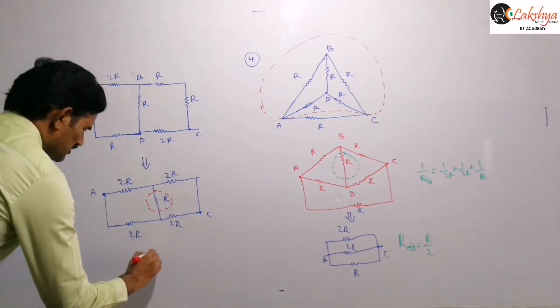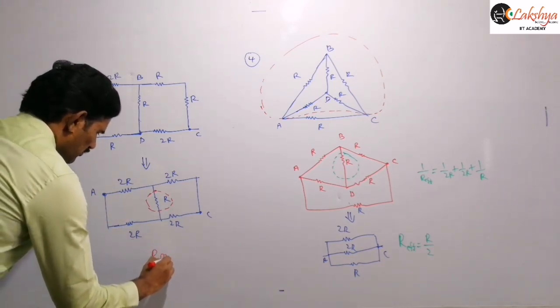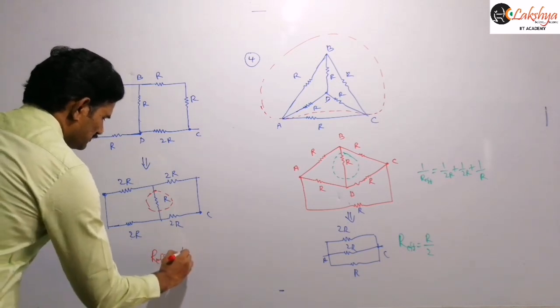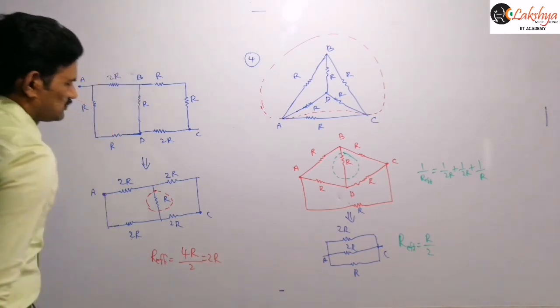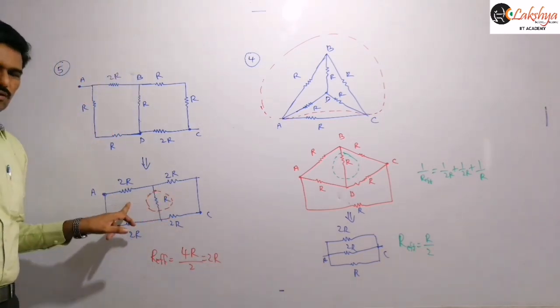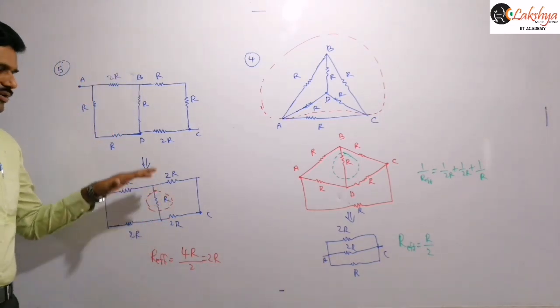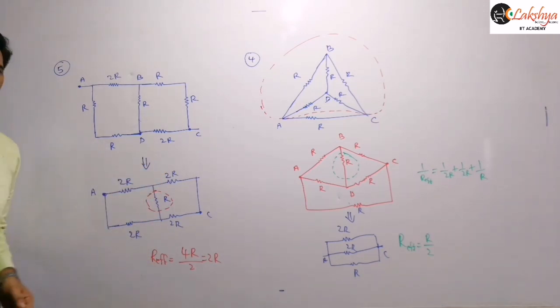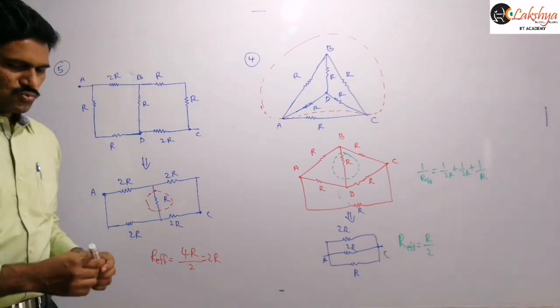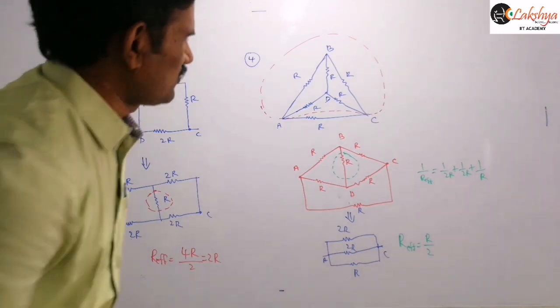So I can write this as, therefore R effective is equal to 4R by 2, which is equal to 2R. That means these two, 4R, are in series, 4R you will get, and 4R and 4R are in parallel, so that the effective resistance will be 2R. So that is another form of that Wheatstone bridge.